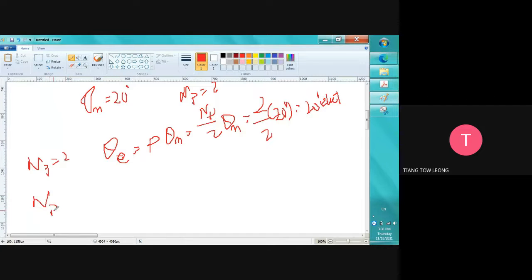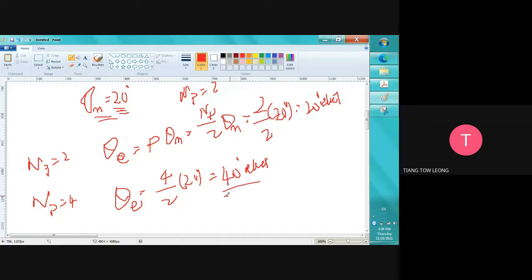What if the number of poles is 4? Let's say we want to find the position of theta E when theta M is 20 degrees. We use 4 divided by 2 times 20, which is 40 degrees electrical. This means when the motor rotates about 20 degrees, the electrical angle will be at 40 degrees because of the pole pair relationship. So make sure electrical and mechanical degrees are different.